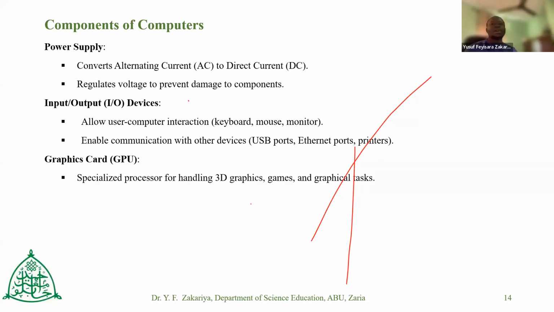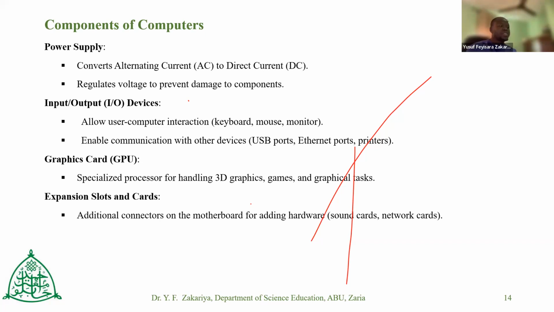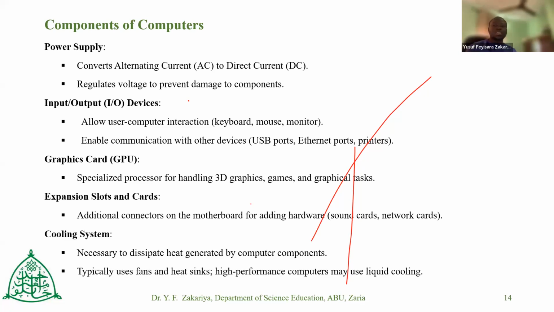So we also have, as another component of the computer, the graphic card, or we call it GPU. This is a specialized processor for handling some kind of 3D graphics, games, and some displays on your computers. And we also have the expansion slots and the card slots, where you input things like your memory, your flash drive, a sound card, or so many other peripherals you can attach to your computer. The holes in your computer through which you can attach these things, we call them the expansion slots, and the cards.